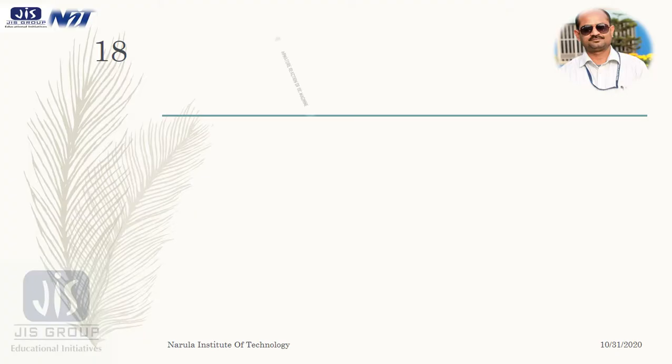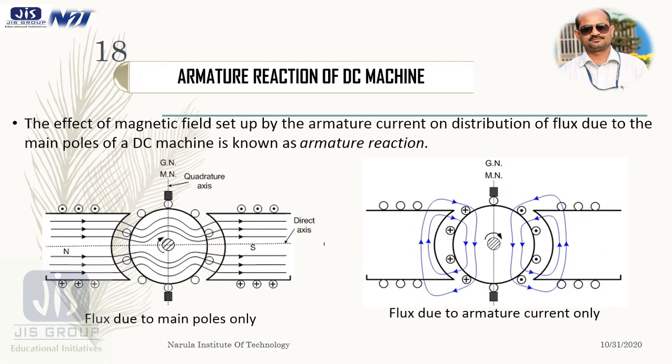Now this is the flux due to armature coil only. Now this is the loaded condition. That means the current is flowing through the armature winding. Now if we see in this figure, the armature conductor is carrying current, with the assumption that there is no excitation on the main pole. So look, there is no excitation on the main poles.